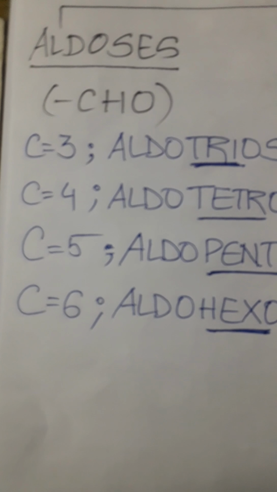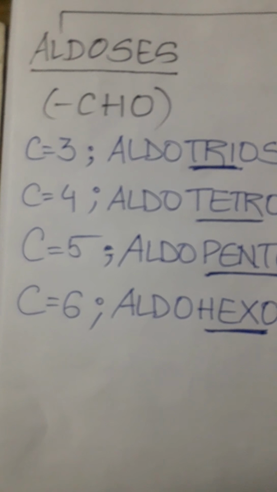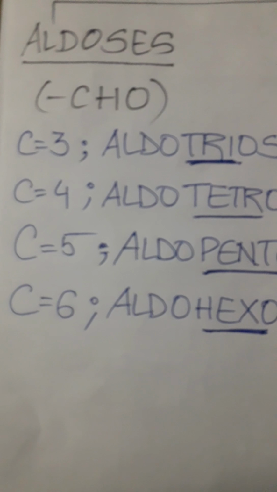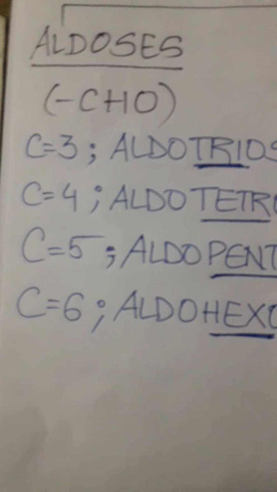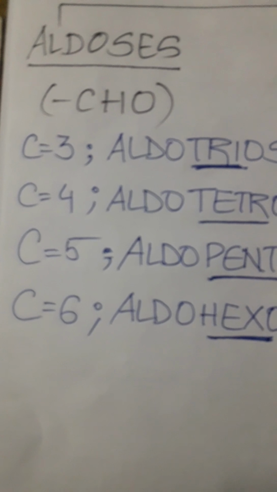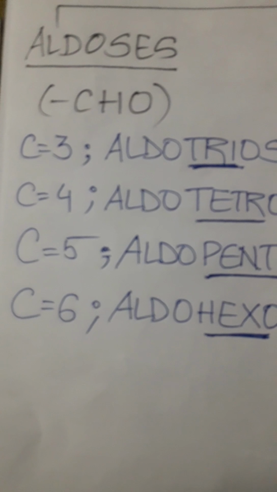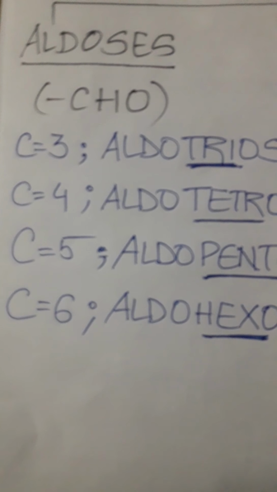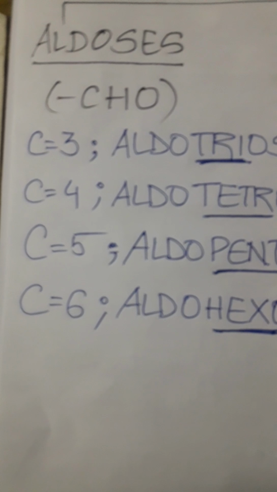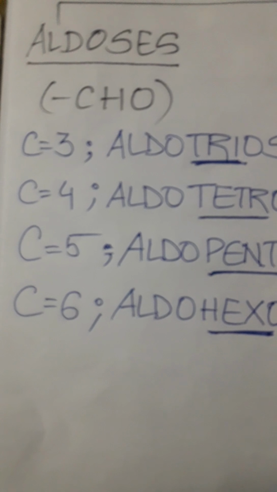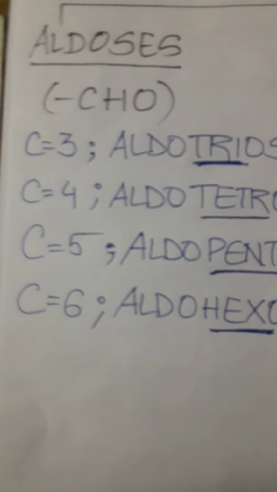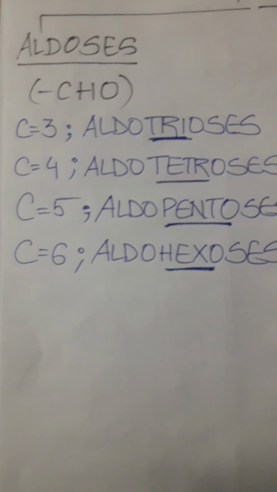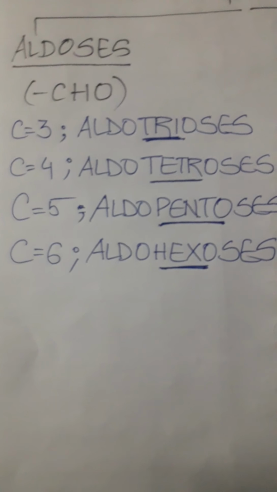If there are 4 carbon atoms in the monosaccharide and it has the aldehyde group, that is the CHO group, then what are you going to say? You are going to say aldo, because the aldehyde group is present, tetra, because 4 carbon atoms are present, and ose: aldotetrose. Next, if you have 5 carbon atoms and the aldehydic group, you will say aldopentose. And if there are 6 carbon atoms and the aldehydic group is present, then you say aldohexose.